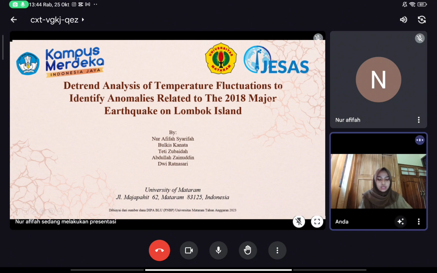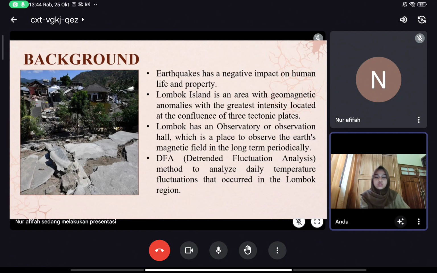Okay, so let's begin. As we know, earthquakes have a negative impact on human life and property. Lombok Island is an area with geomagnetic anomalies with the greatest intensity, located at the confluence of three tectonic plates. Lombok has an observatory, or observation hole, which is a place to observe the Earth's magnetic field in the long term periodically. DFA, or Detrend fluctuation analysis, is a method to analyze daily temperature fluctuation that occurs in the Lombok region.